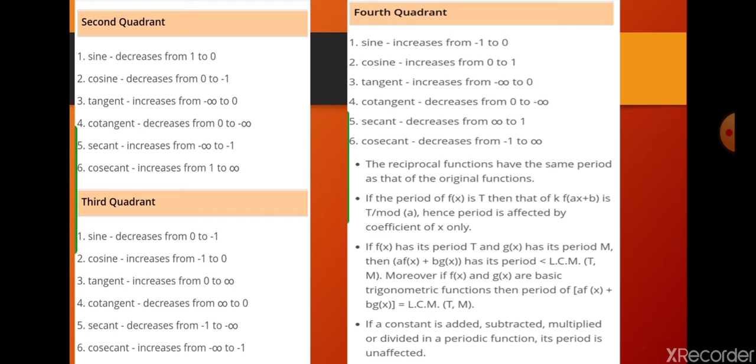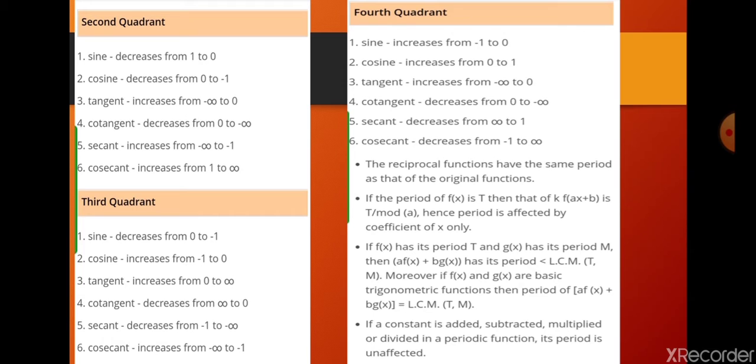In the third quadrant, sine decreases from 0 to minus 1, cosine increases from minus 1 to 0, tangent increases from 0 to infinity, cotangent decreases from infinity to 0, secant decreases from minus 1 to minus infinity, cosecant increases from minus infinity to minus 1.